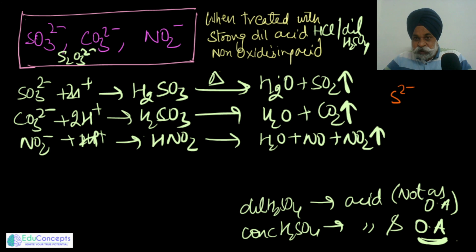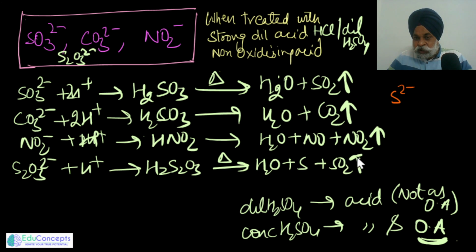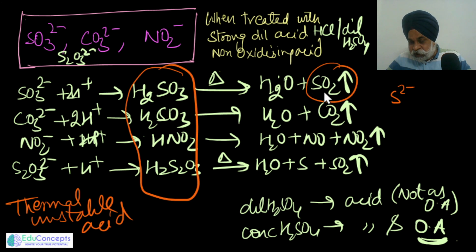Similarly, there is another anion which I have marked, thiosulfate. Thiosulfate also changes into sulfurous acid, which on heating produces water, sulfur and SO2. The point I am trying to make is that there are anions which, when put into acid, generate a thermally unstable protonic acid, and these unstable acids may produce some gas. Among the gases marked, carbon dioxide is odorless, while SO2 has a smell. Similarly, NO2 is a brown gas.